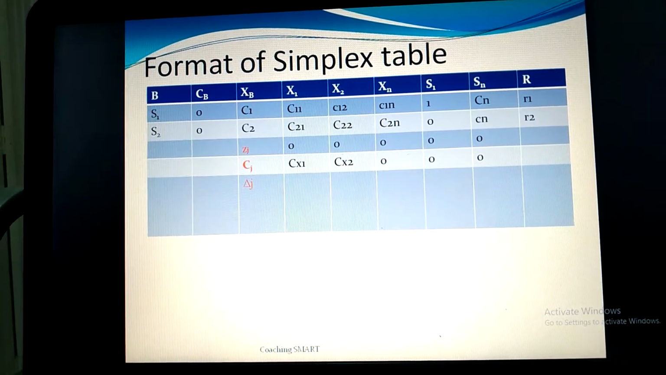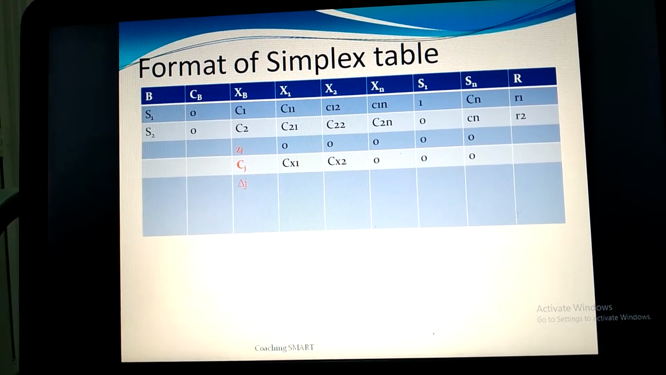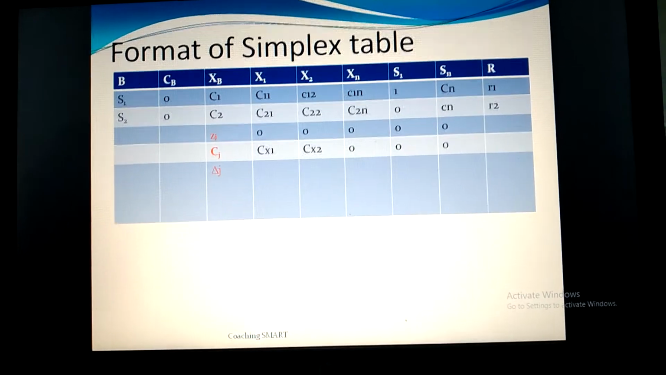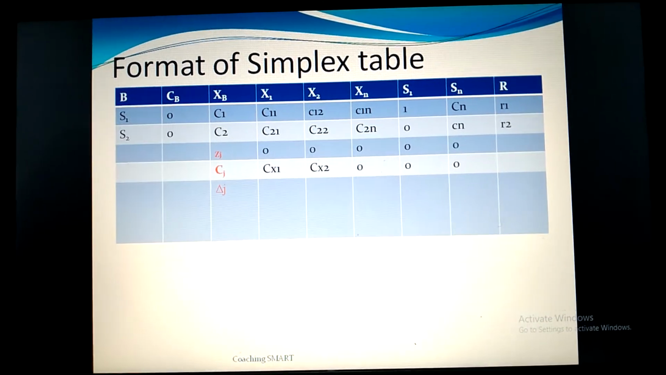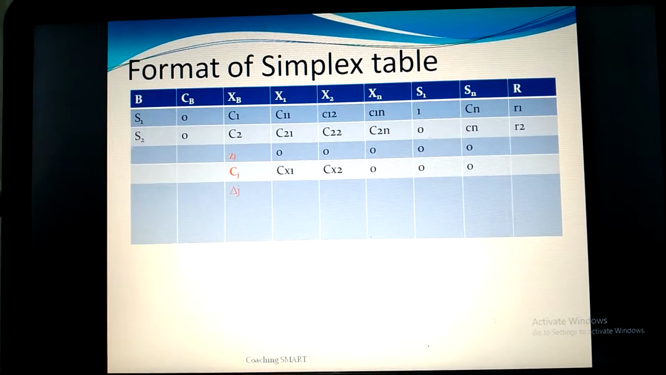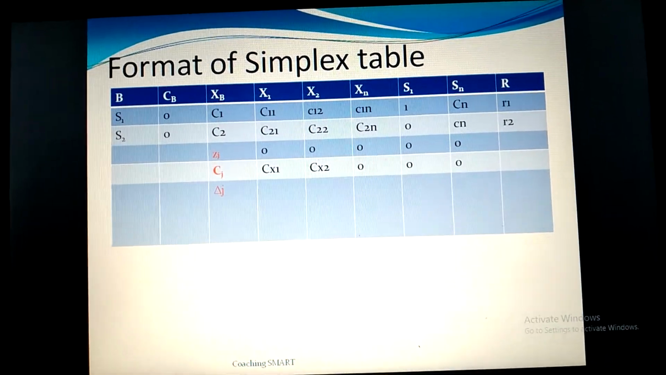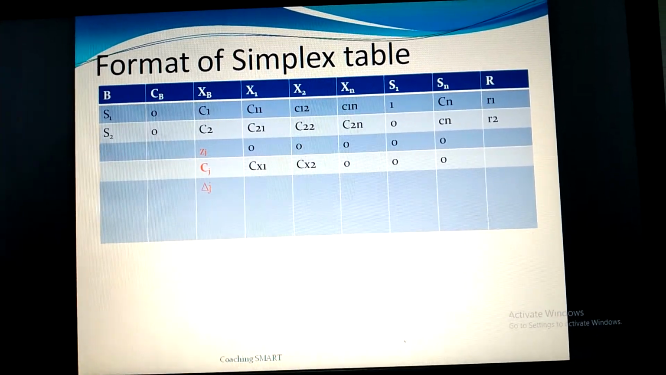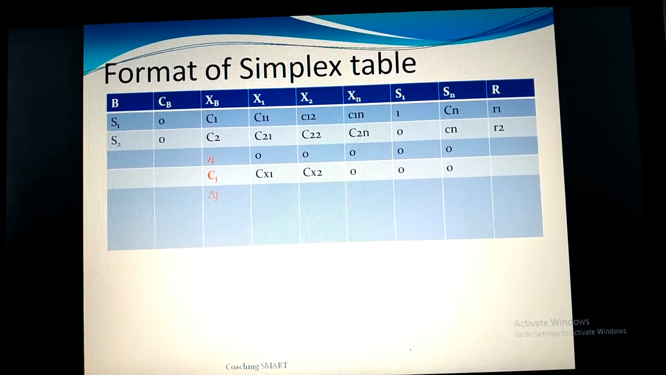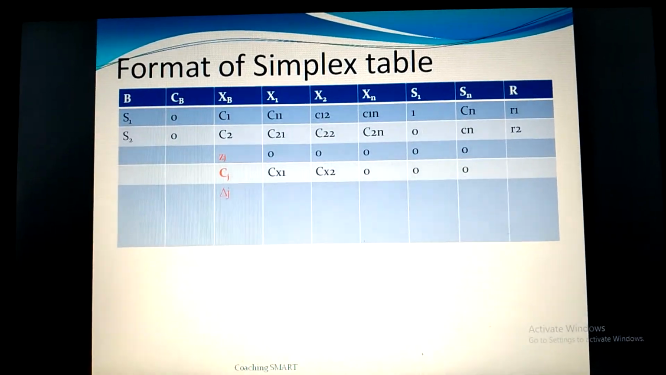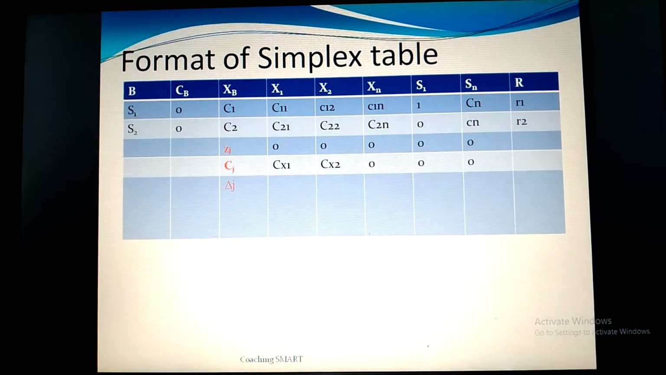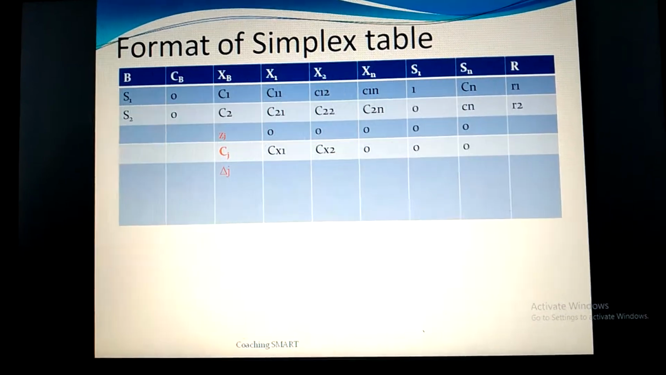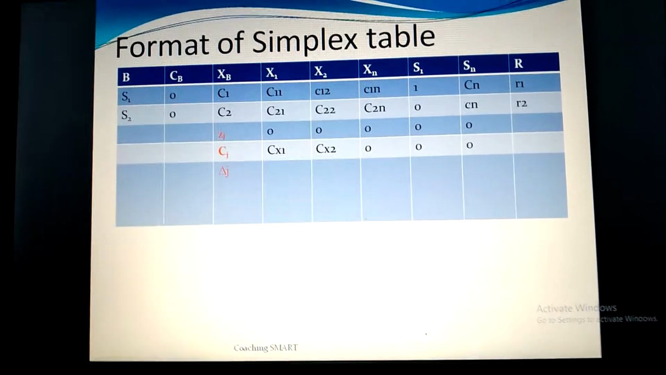Now that is the simplex table format, whereby we have the basic variable, xb is the results, x1 is the first variable, x2 is the second variable, xn is the nth variable, and s1 is either the surplus or the slack variable. R symbolizes the ratio, which you get when you divide the xb value by the key element.